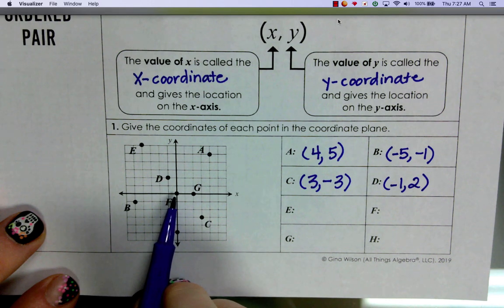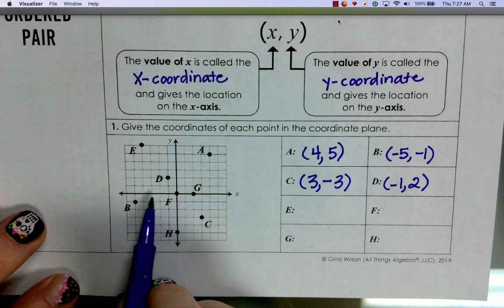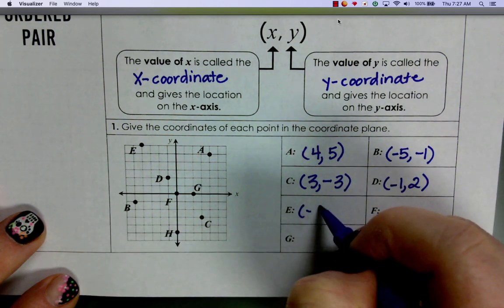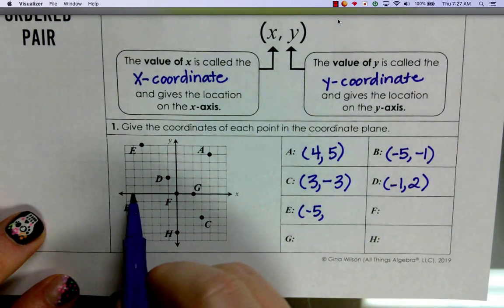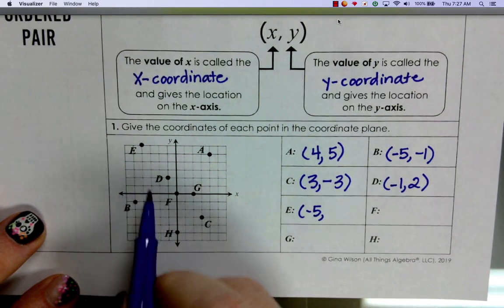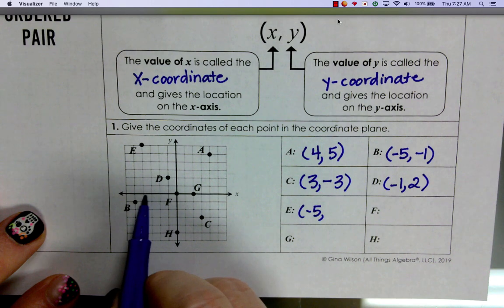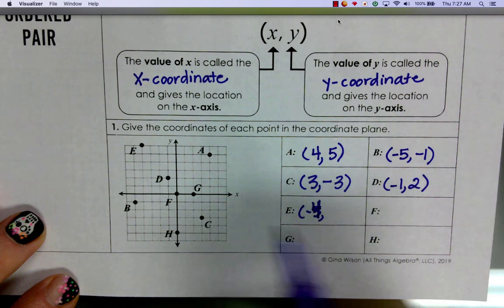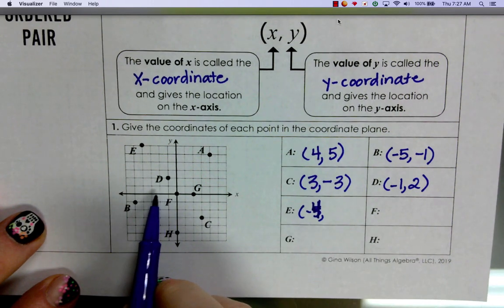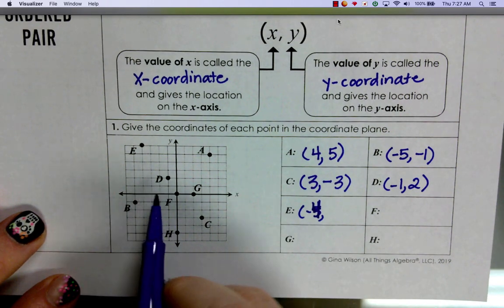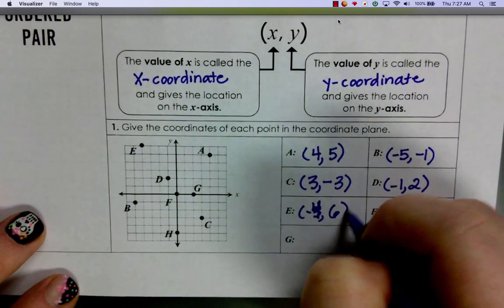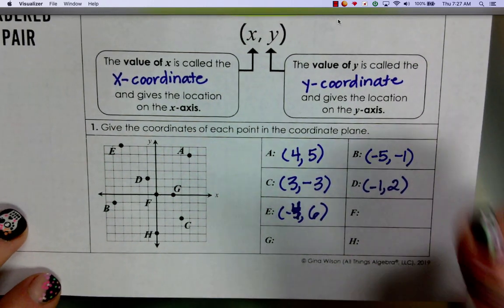For my E, I'm going to count to the left. 1, 2, 3, 4, 5. Where I'm right below my E, it's negative 5. And then going up 1, 2, 3, 4. Oh no, I'm wrong. That's 4, friends. I counted too many. So 1, 2, 3, 4, and then I'm going to go up. 1, 2, 3, 4, 5, 6, positive 6. So negative 4, positive 6, my bad.